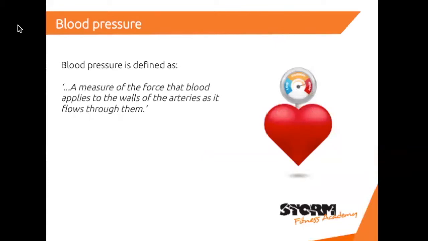We've also mentioned blood pressure. Blood pressure is defined as a measure of the force that blood applies to the walls of the arteries as blood flows through them. So much like water, as water goes through pipes, it exerts pressure on the pipe. Well, blood will exert pressure on your blood vessels.